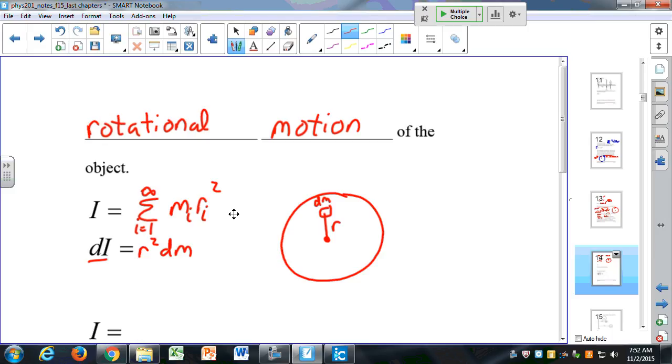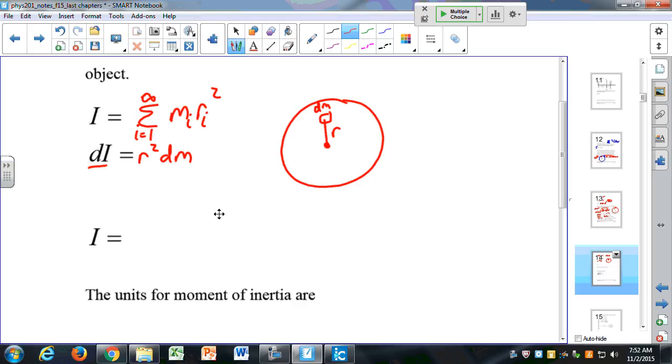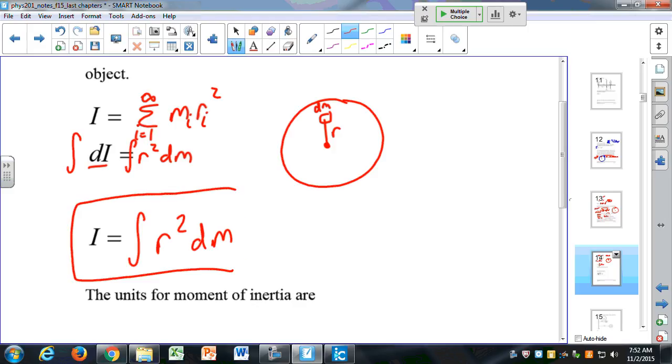Okay, all right. So now we can rewrite our moment of inertia, I. If dI is equal to r squared dm, we just take the integral of both sides, and that gives us our expression for I, which is I equals the integral of r squared dm. So this is our definition of the moment of inertia. We might also see it just as the sum of m r squared if we're dealing with discrete particles, because really an integral is just a summation of an infinite number of things. The units for moment of inertia, nothing fancy, are just kilogram meter squared.